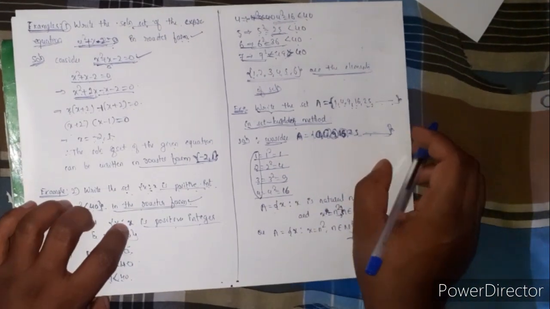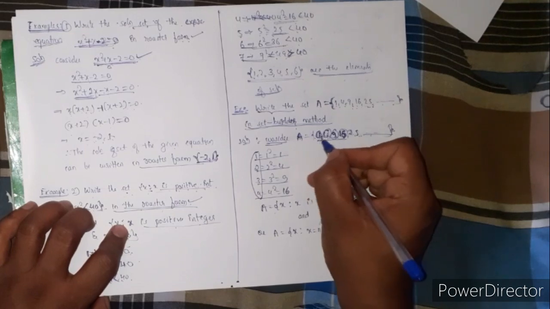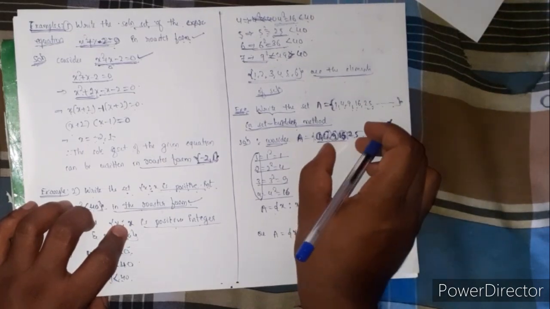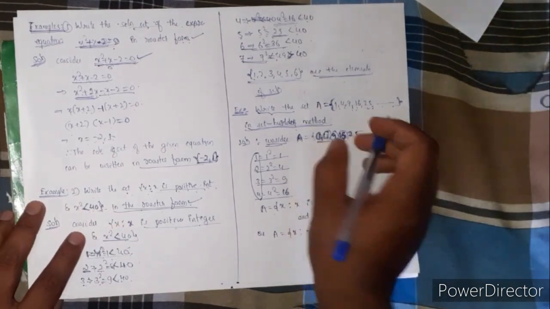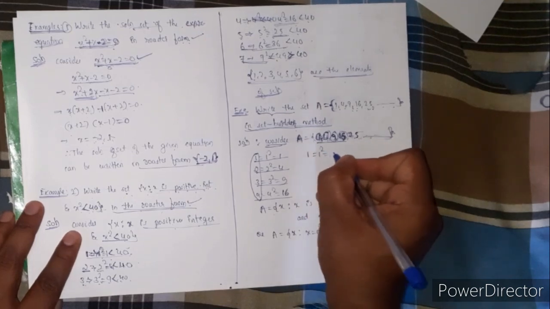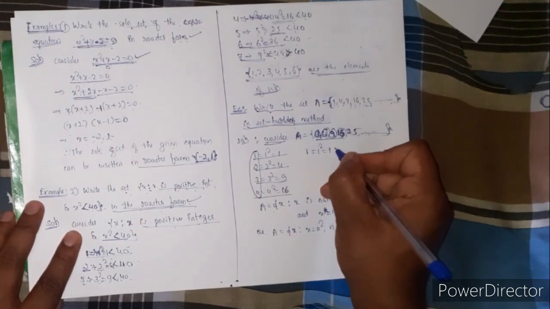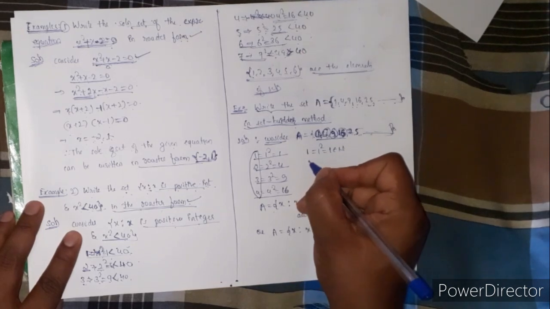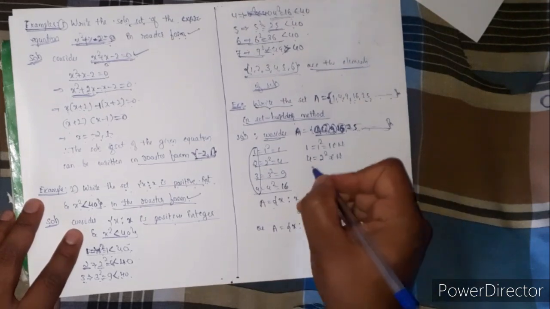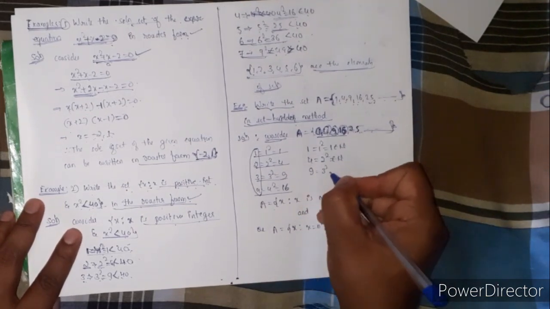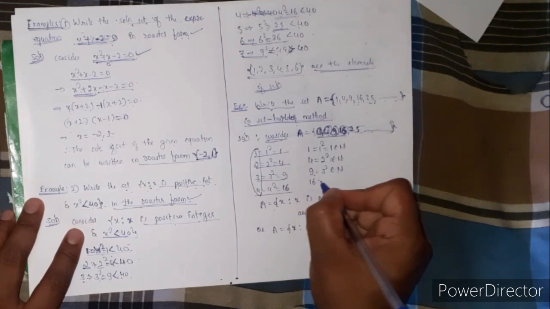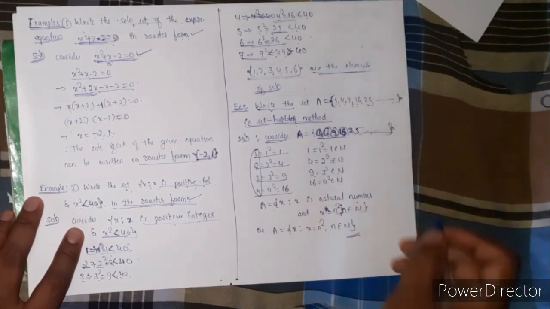Okay, observe this: 1, 4, 9, 16, 25. When you look at it, what do you notice? These are nothing but the squares of natural numbers. That is, 1 square equal to 1. This is the square of a natural number. And 4 is 2 square, so 2 belongs to natural numbers. And 9 is 3 square equal to 9. And 16 is 4 square, right?